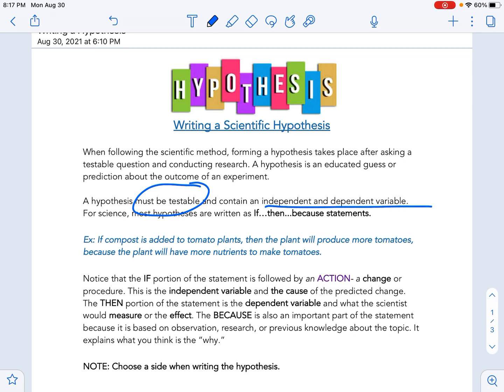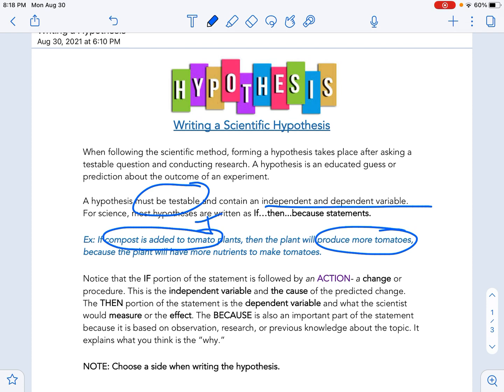For science, most hypotheses are written as if, then, because statements. Example: if compost is added to tomato plants, then the plant will grow more tomatoes because the plant will have more nutrients to make tomatoes. All right, so what is the independent variable? What are we purposely changing? That would be the amount of compost. What do we want to measure then is going to be the number of tomatoes.